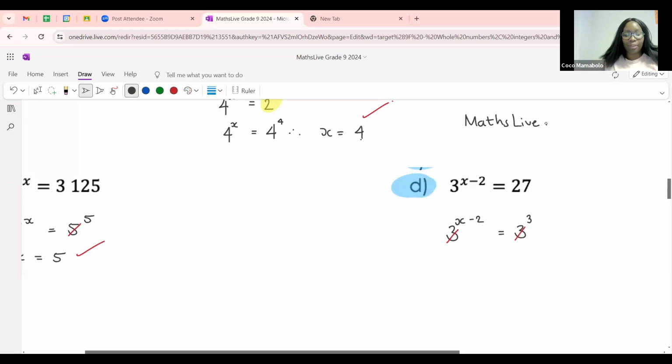All right, so now that I dropped my bases, I'm going to get x minus 2 is equal to 3. Right, and now I need to solve for x. So what I'm going to do is take the minus 2 over to the other side. And it's going to become plus 2. And that's going to tell me x is equal to 3 plus 2. Therefore, x is equal to 5.